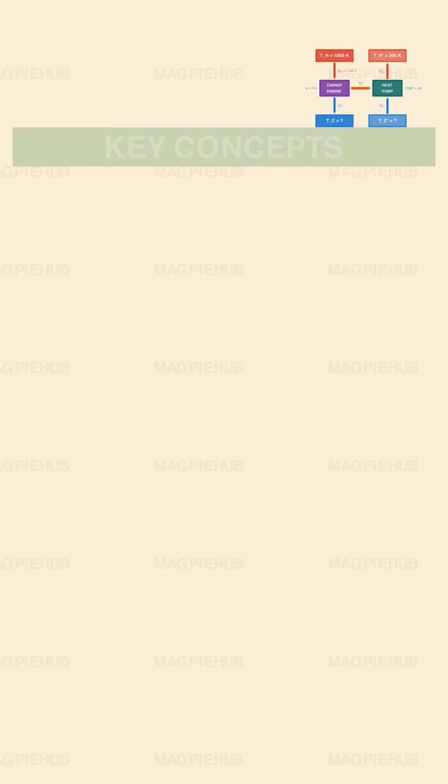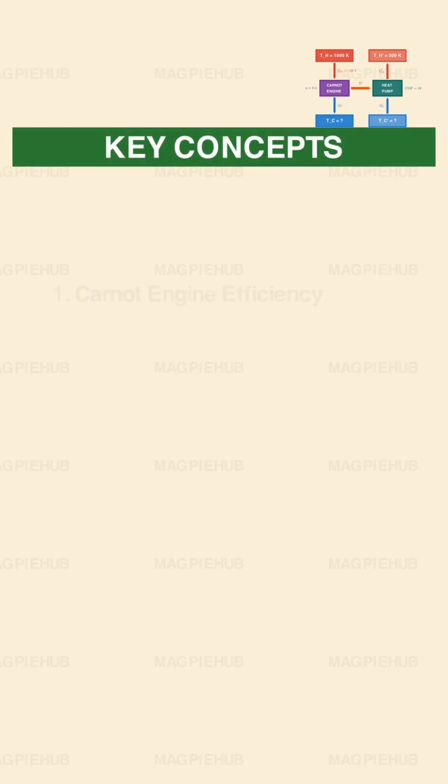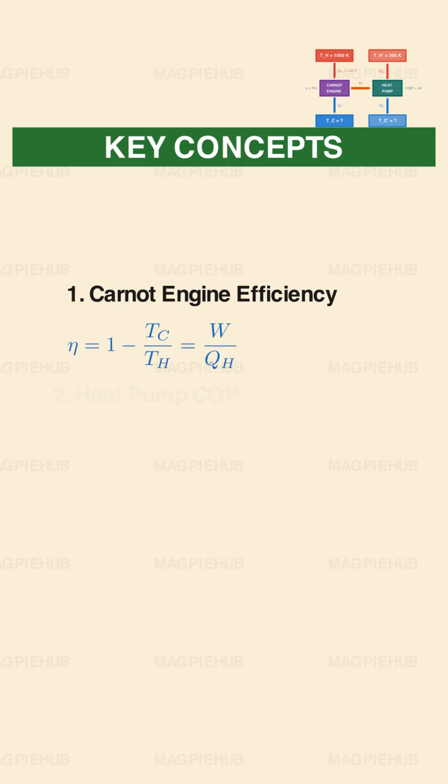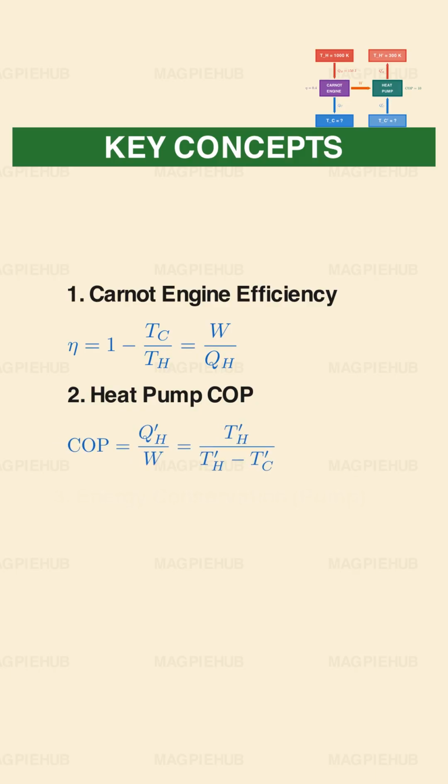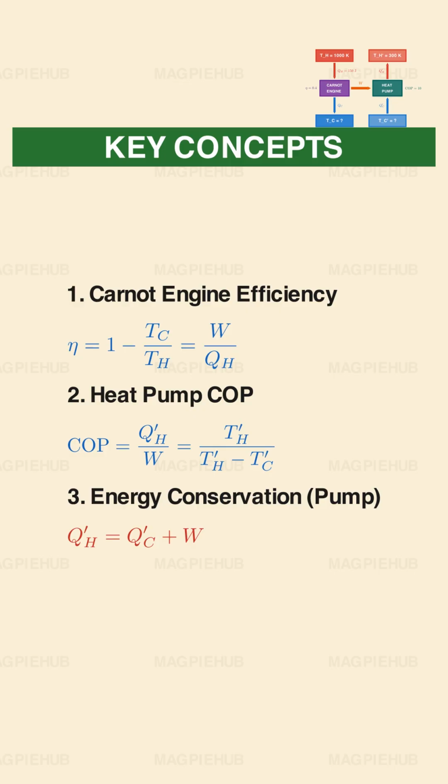The key concepts needed here are Carnot engine efficiency and heat pump coefficient of performance. For a Carnot engine, efficiency eta equals 1 minus Tc over Th and also equals W over Qh. For a heat pump, the coefficient of performance equals Qh pump divided by W, which also equals Th prime divided by Th prime minus Tc prime. And by energy conservation, Qh pump equals Qc pump plus W.